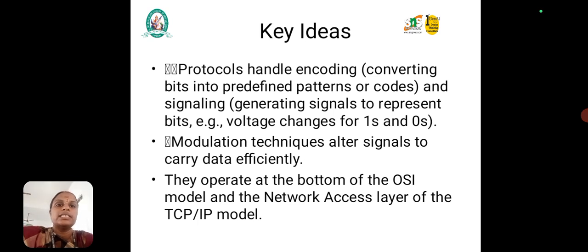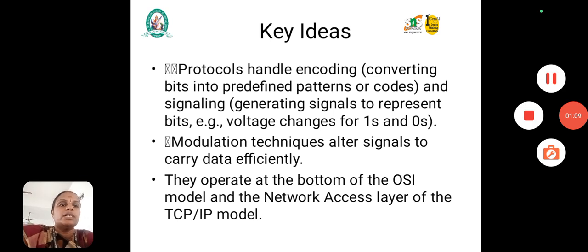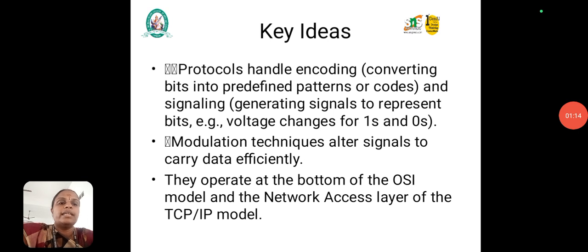Next, key ideas. What are the key ideas to be followed? Protocols handle the encoding, converting the bits into predefined patterns or codes, and signaling, generating the signals to represent the bits. Example, voltage changes for ones and zeros. Modulation techniques alter the signals to carry the data efficiently. They operate at the bottom of the OSI, Open Systems Interconnection model, and the network access layer of the Transmission Control Protocol and Internet Protocol model.